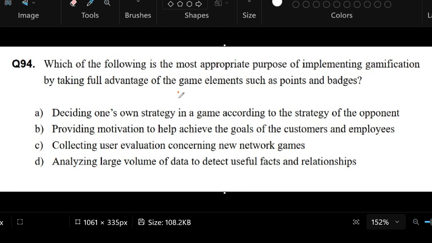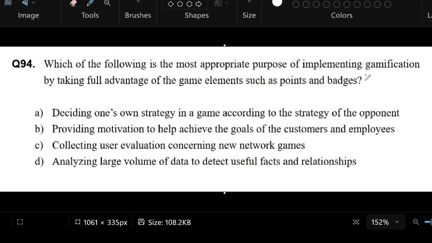Question number 94 of the ID Passport exam for PhilNITS. We are now in the strategy portion of the exam. In this question, we are being asked, which of the following is the most appropriate purpose of implementing gamification by taking full advantage of the game elements such as points and badges?